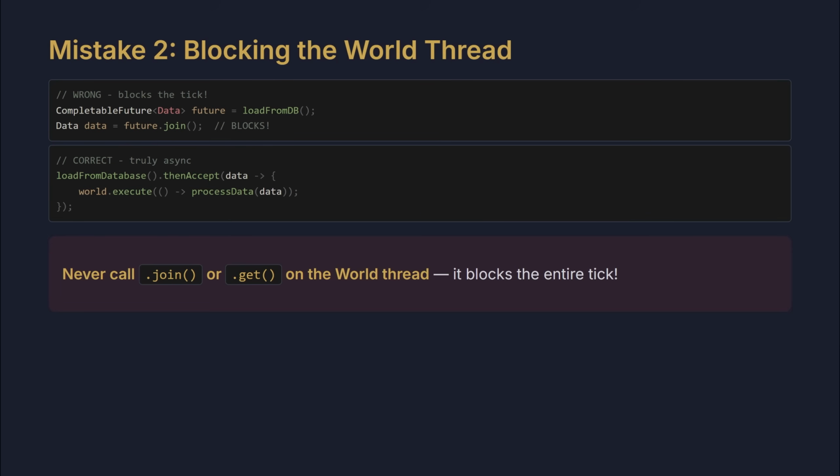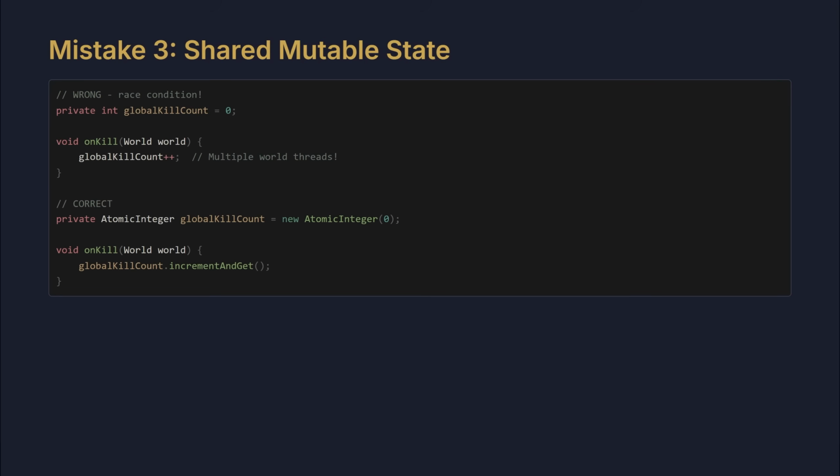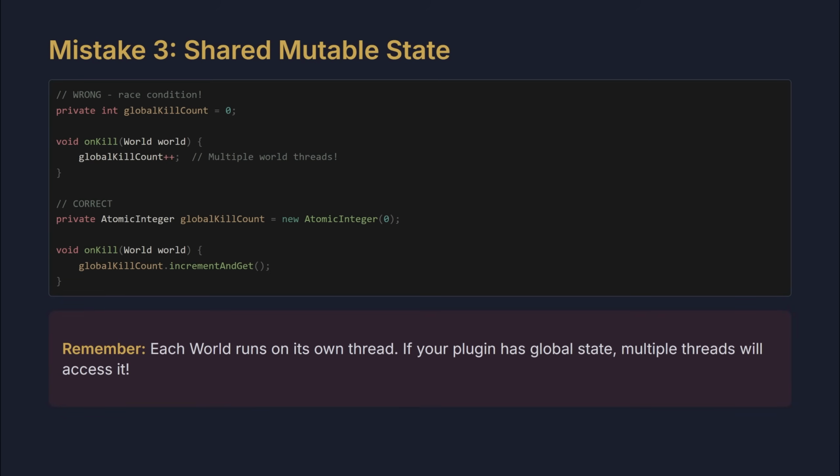Mistake 3 is shared mutable state, as we just had in our kill counter example. If we have shared mutable state, we should use atomic integers or atomic booleans. Each world runs on its own thread. If your plugin has global state, multiple threads will access it.